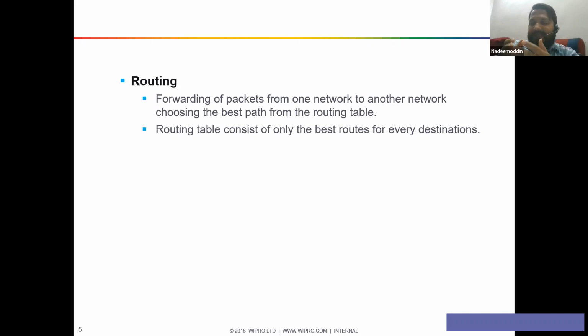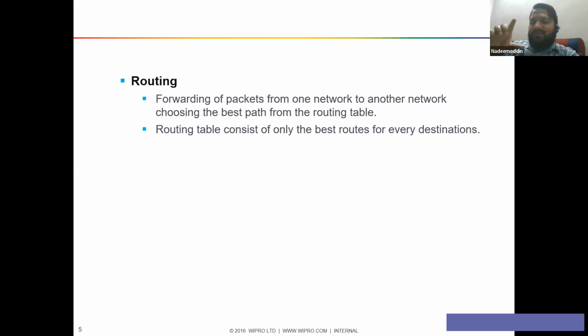The same thing, the shortest path: if you go directly from Mallepally and then directly cross there, it will cut down half of your time. So this is what the router will also do. Let's say there is one source network that wants to reach another network. It will have different routes there.